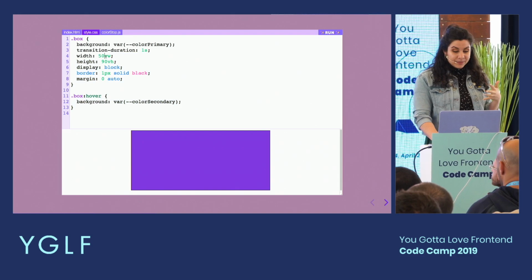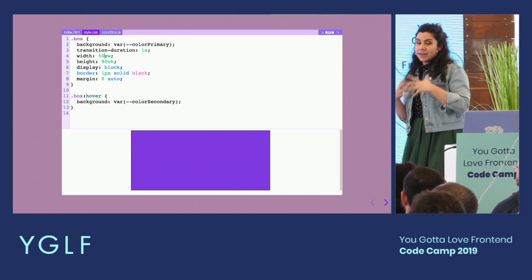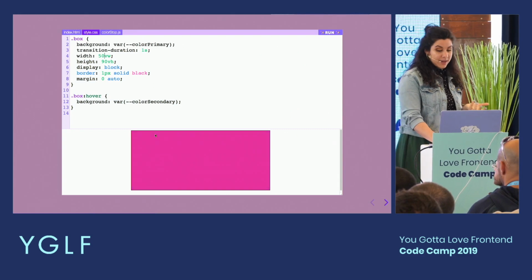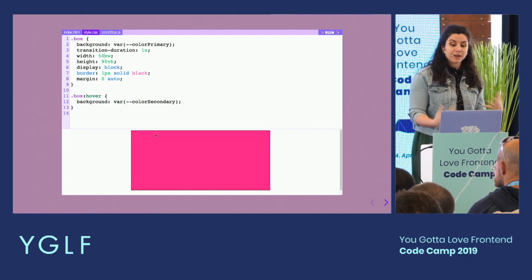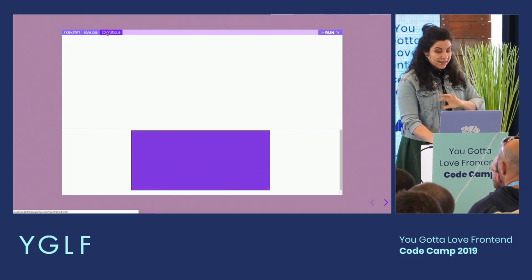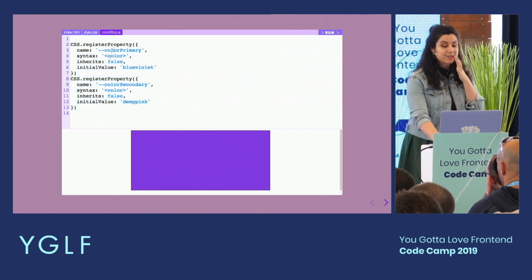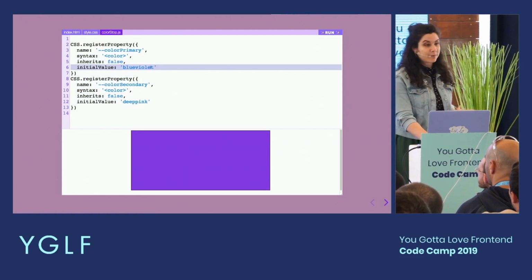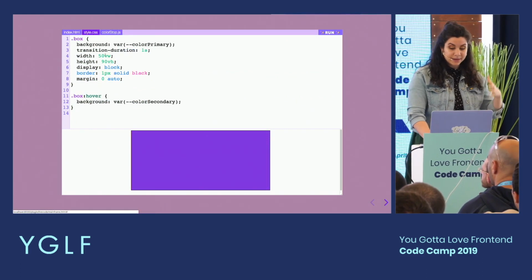In my style, I am not writing the actual value of color primary or color secondary, but I have a box, and when I hover it, you see it goes from that purple color to this pink color. Inside of the JavaScript, I'm setting this initial value to blue-violet and deep pink. So that's my color primary, blue-violet, and then it converts to deep pink.